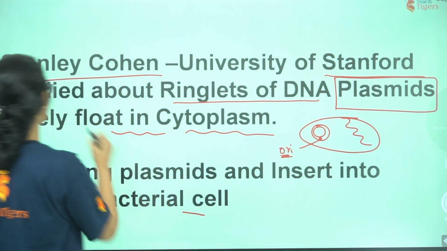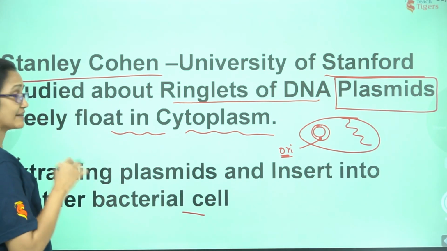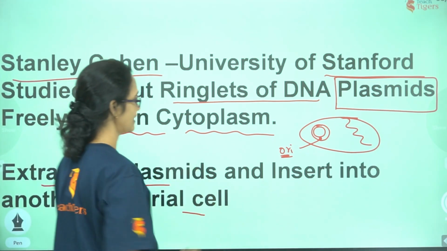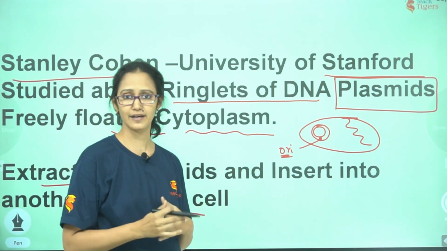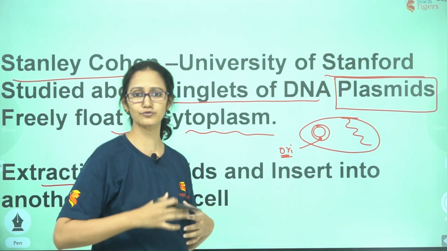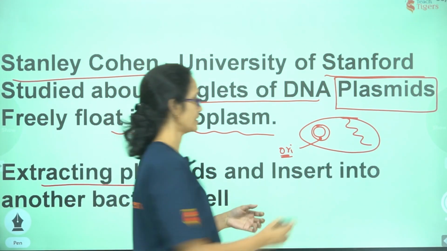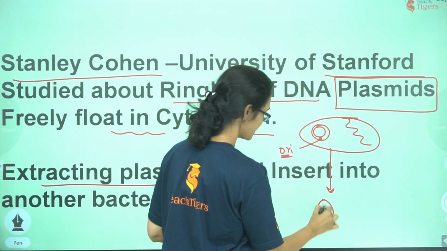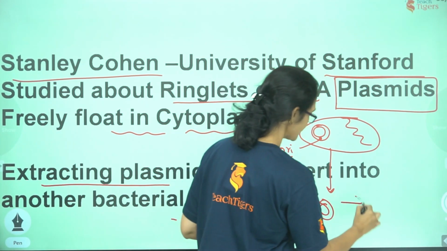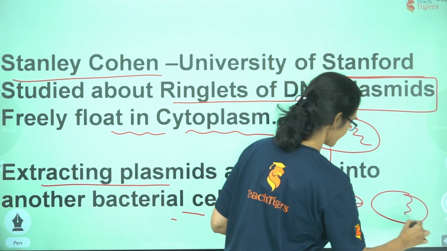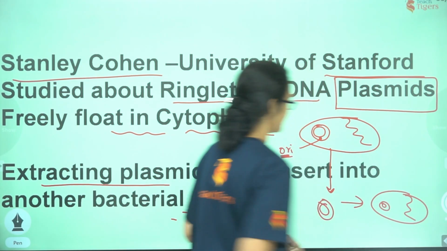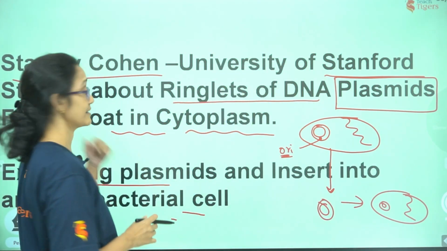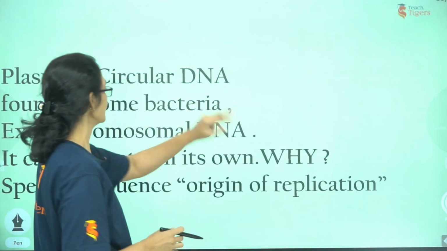Now, let us see what Stanley did with these plasmids. He developed a method by which the plasmid can be extracted from one cell and placed into another cell. Literally, he was playing, trying to do some kind of experimentation. So initially he observed the plasmid, he extracted it, that means he pulled it out from the cell, and then he reintroduced it into another host organism, right? Now, with the help of the techniques developed by Boyer and Cohen, let us see what they did.